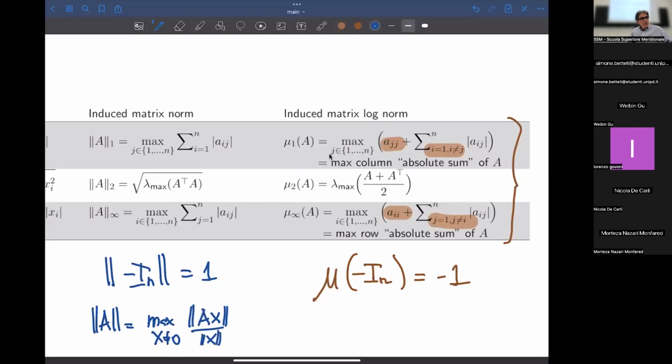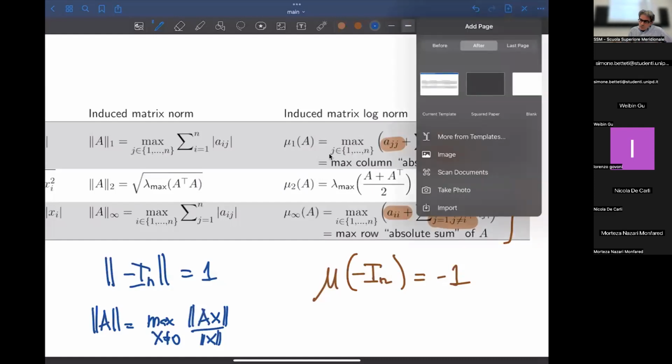So I want to clarify one thing. The log norm is not a norm, it's a logarithmic norm. It has different properties. The norm is not negative. The log norm can be negative. Can be negative. Just wondering what is like the simple equation of... Yes, yes. Let me give you this intuition.